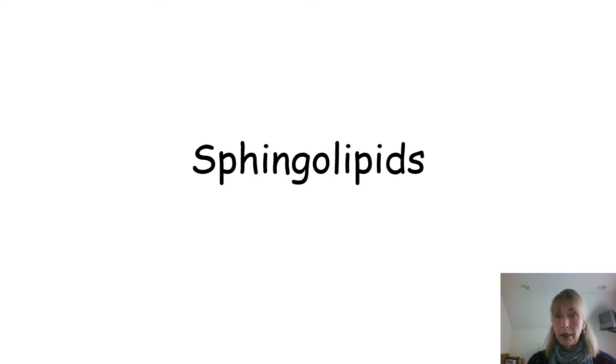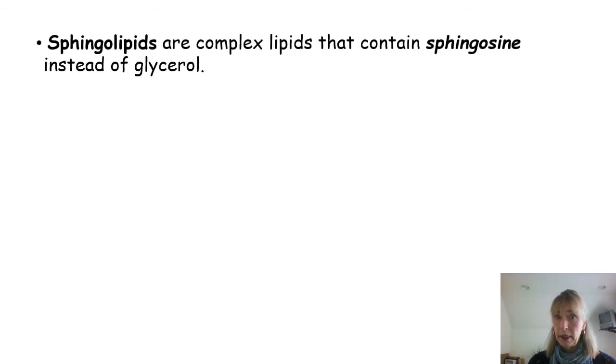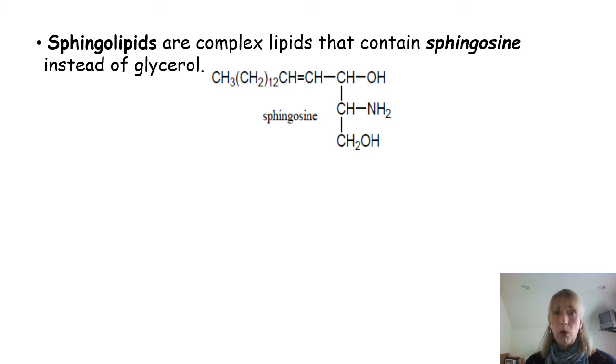All right, we move on to the sphingolipids. Sphingolipids, again, complex lipids. Remember our classification. And how do they differ from what we've been looking at? Sphingolipids contain something called sphingosine as part of the molecule. Sphingosine replaces the glycerol, so we're not going to see glycerol in sphingolipids. We're going to see a sphingosine portion. What is sphingosine? Well, here it is. Take a look at it. This is sphingosine.